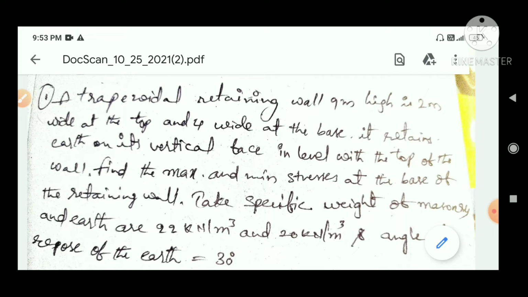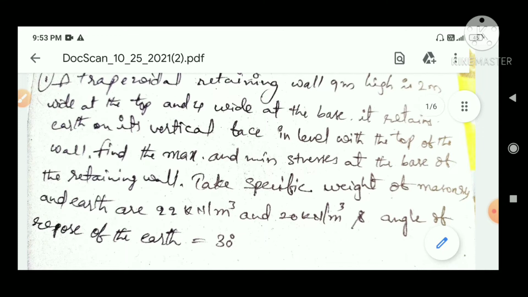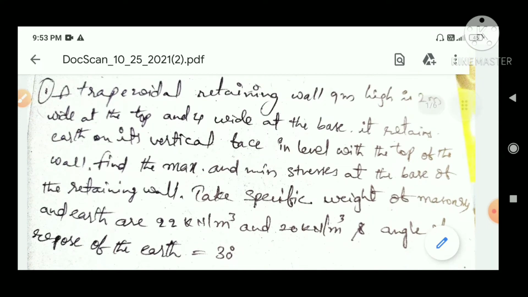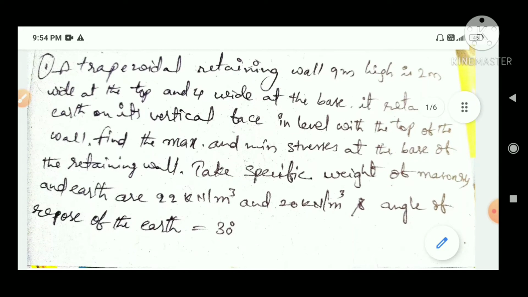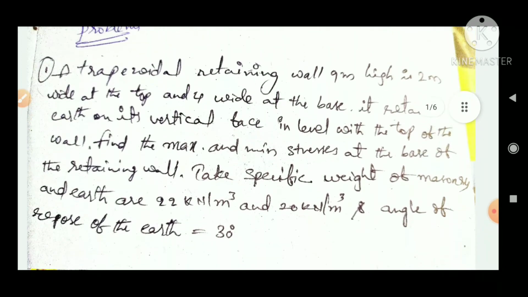A trapezoidal retaining wall 9 meters high is 2 meters wide at the top and 4 meters at the bottom. It retains earth on its vertical face in level with the top of the wall. Find the maximum and minimum stresses at the base of the retaining wall. Take specific weight of masonry and earth as 22 kilonewtons per meter cube and 20 kilonewtons per meter cube. Angle of repose of the earth is 30 degrees. Okay, this is the question given.